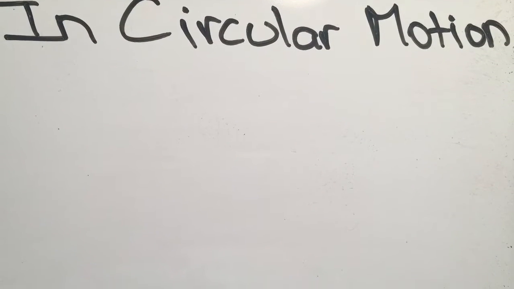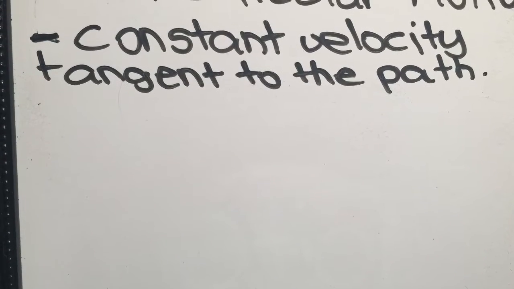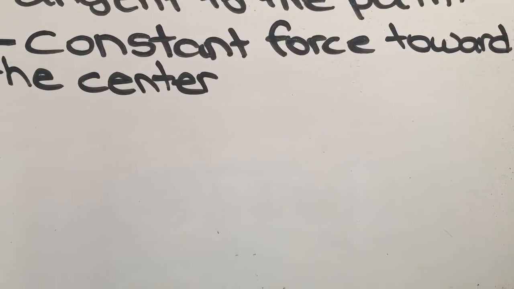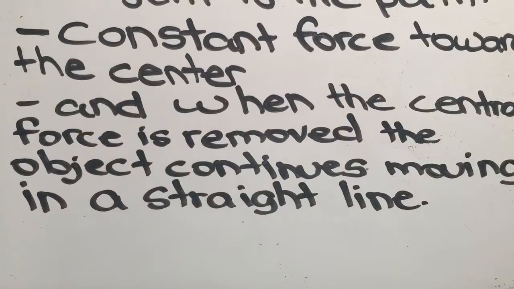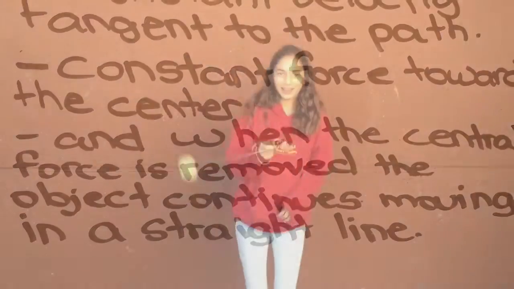In circular motion, there are three main points. There is always a constant velocity tangent to the path. There is a constant force towards the center. And when central force is removed, the object continues to move in a straight line.